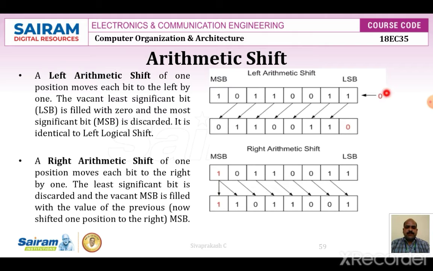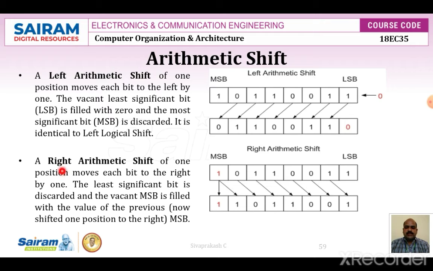So for example, the 0 is going to be inserted into the LSB, and each bit is going to be moved one step ahead towards the MSB. Like that it moves on. Then finally the MSB bit is going to be discarded. That looks like a left logical shift. It's identical to the left logical shift.